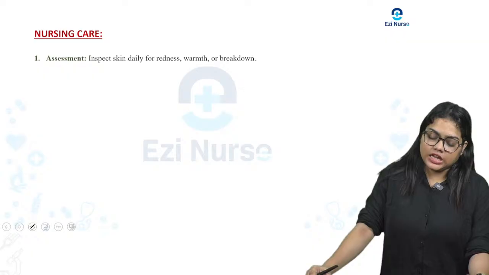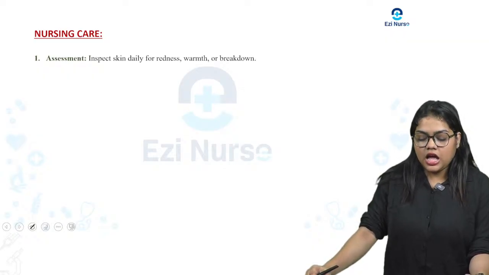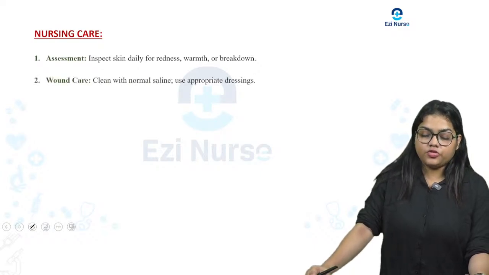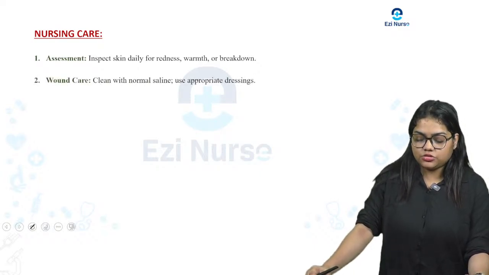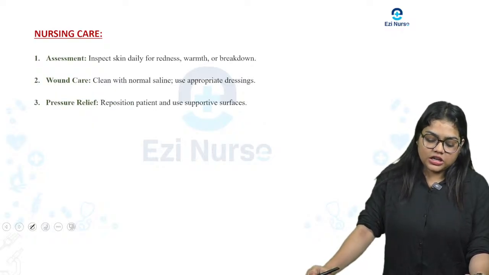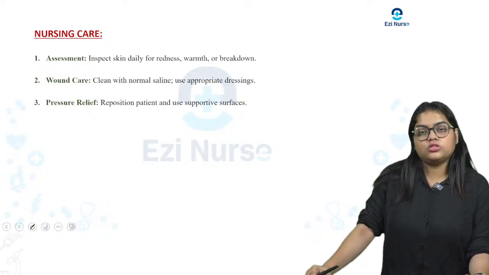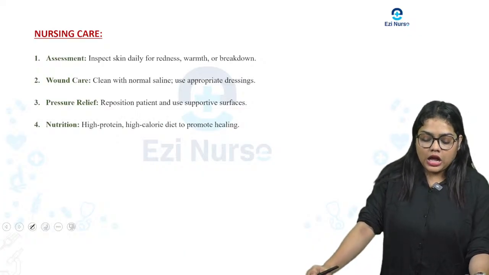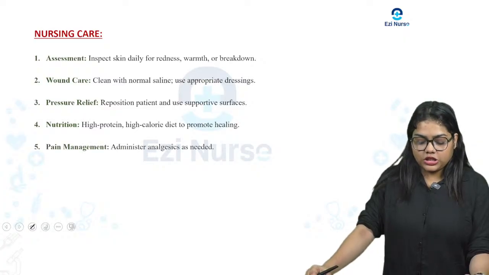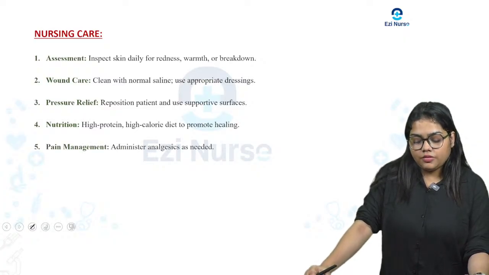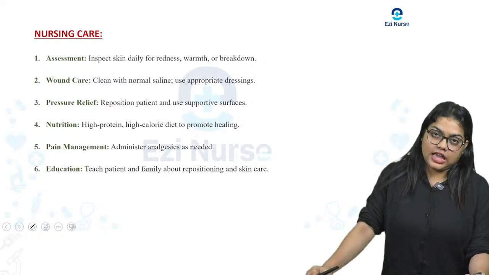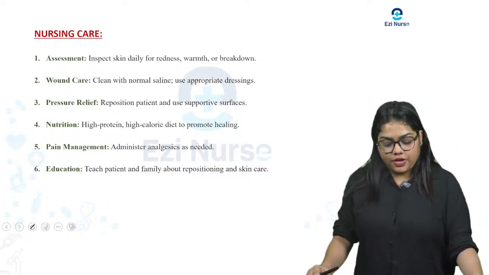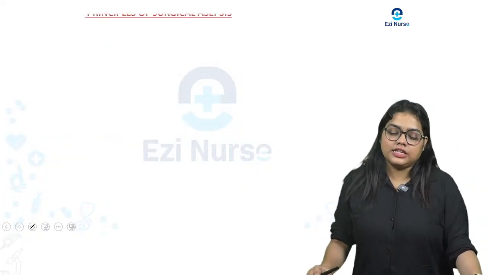So what nursing care can we do for the patient? We have to assess the skin daily for redness, warmth and breakdown. For wound care, we can clean with saline and use the appropriate dressing. For pressure relief, we can reposition the patient and use supportive surfaces. For nutrition, we can provide a high protein, high calorie diet to promote healing. For pain management, we have to administer analgesics as needed and prescribed. Education: we have to teach the patient and the family about repositioning and skin care.